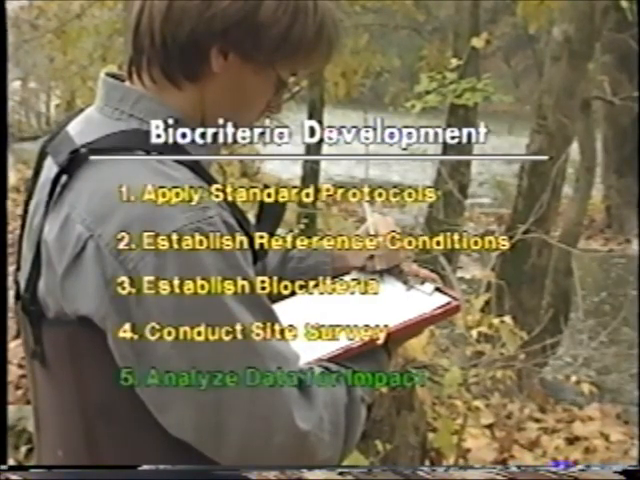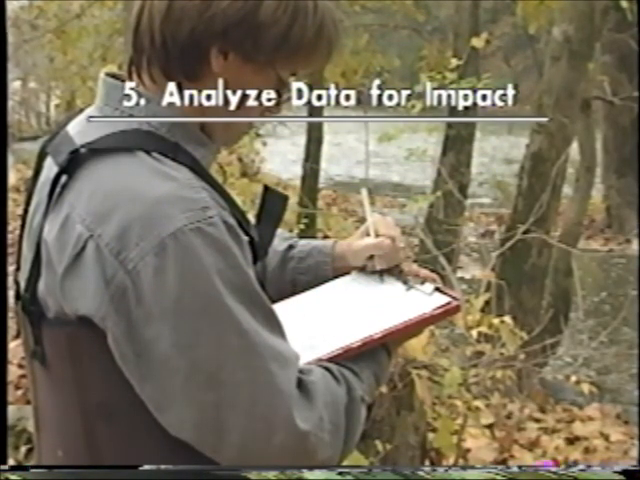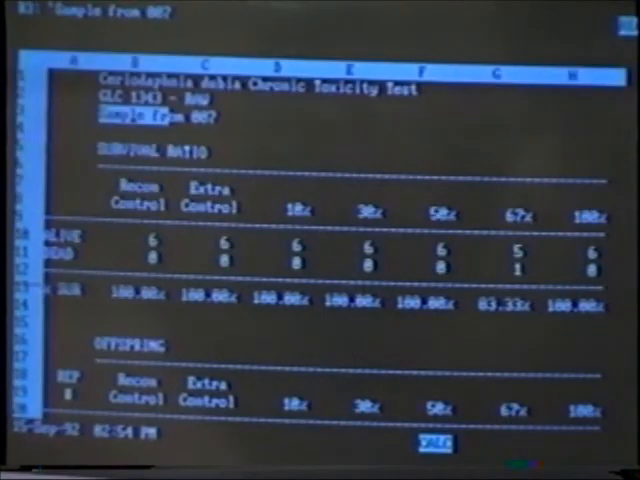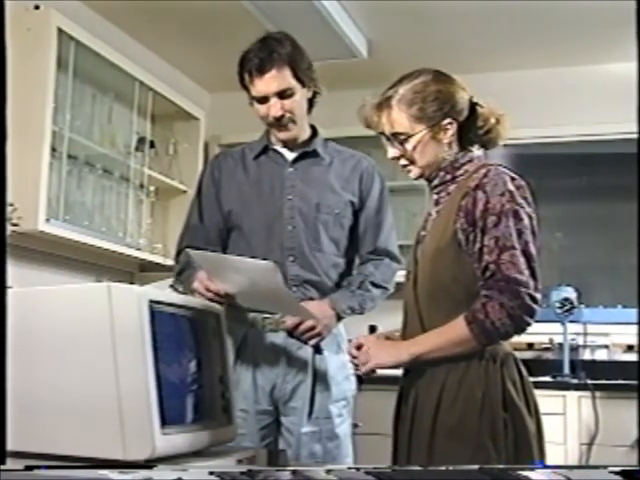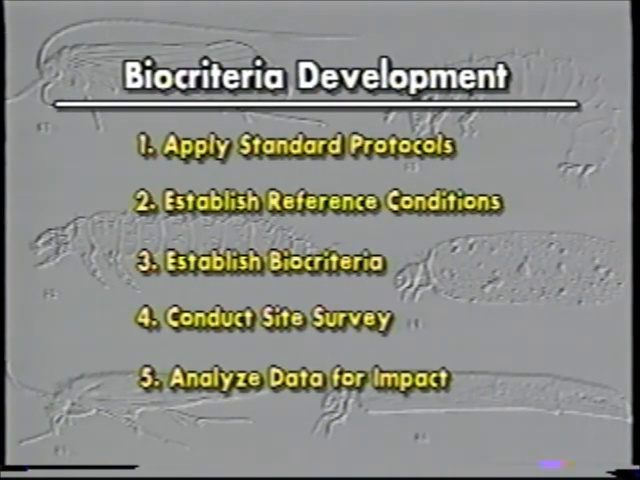The final step in developing biocriteria is to analyze data for an impact to the subject water body by comparing the data from the biological survey of the subject site with the established biocriteria. This final step requires the use of appropriate statistical or modeling approaches to determine the impairment of the subject water body in terms of the attainment or non-attainment of the designated aquatic life use. So, to summarize to this point, these are the 5 basic steps in developing biocriteria as a part of a state's water quality standards program.